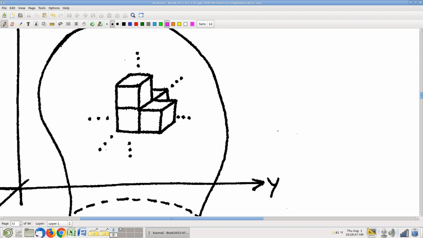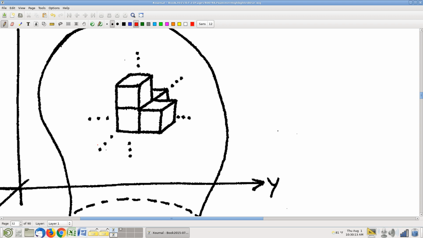Well, that face right there is part of the boundary of this little cube oriented that way, right? But it's also part of the boundary of that cube oriented this way. And so that face appears twice with opposite orientations, and it cancels. And etc. All of the shared faces.